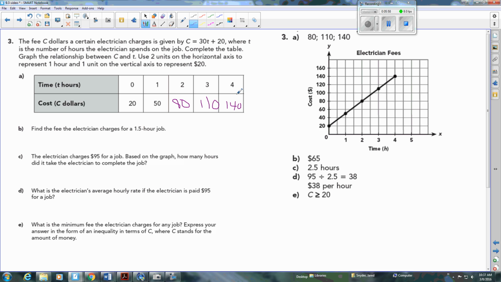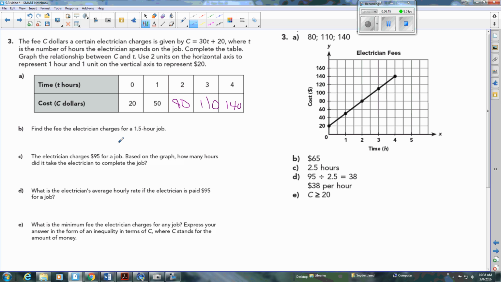Next, you're supposed to graph it. Use 2 units on the horizontal, so you're going to skip count across, to represent 1 hour, and then 1 unit on the vertical to represent 20. So you'd be going up by 20s, and then you'd be going every other one here.